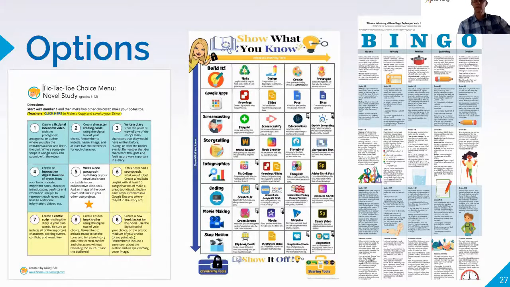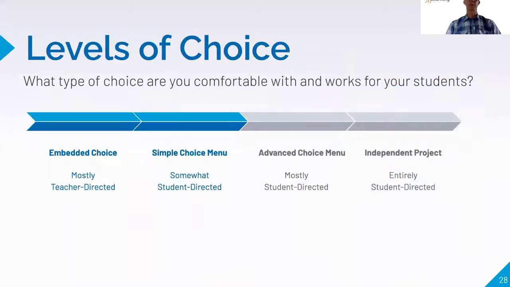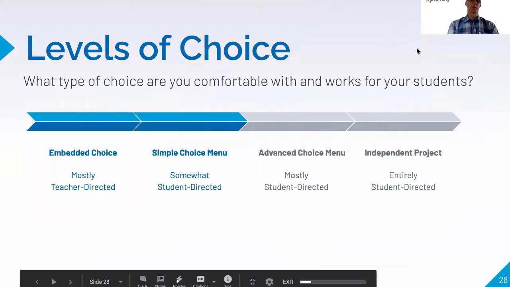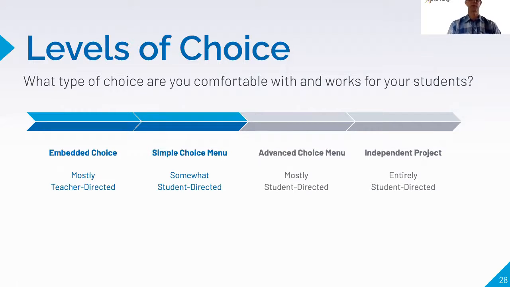So these are all clickable links. You can go back and look at them later, but these are out there. And to me, when I look at this, it's pretty overwhelming. So we probably have to walk students through this, but before we start grabbing choice menus and learning menus, we want to really think about the levels of choice. And number one, what am I comfortable with? And what works for my students? So we want to go from mostly teacher directed to entirely student directed. Those are the different levels of choice. And we want you to understand what those levels are and how you're using choice as you're providing that with your students.